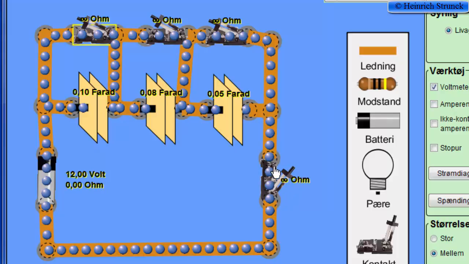We also have a switch out here, so right now the system is disconnected, but when we connect the switch we will have a current in the serial connection and we will charge all the capacitors.